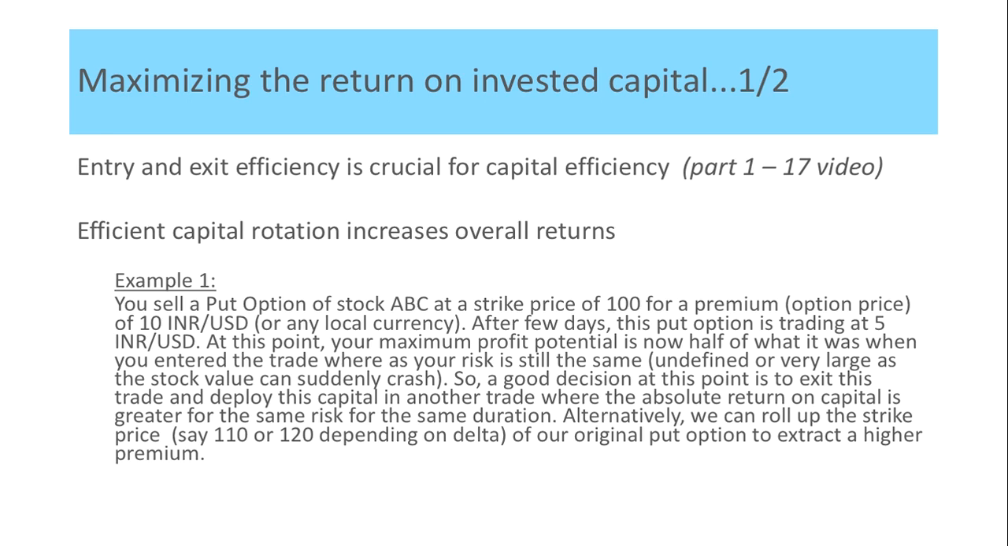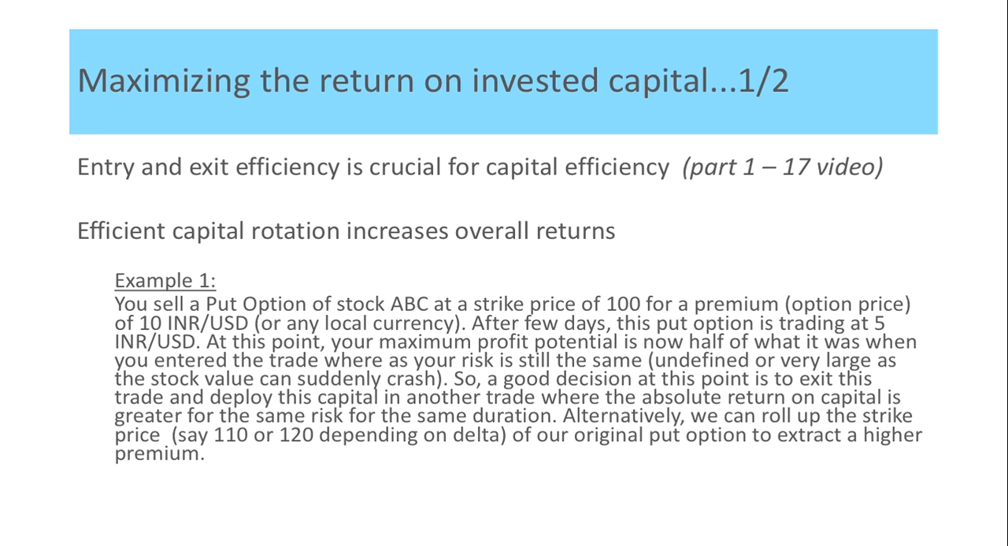Let's take an example here. Let's say you sell a put option of a stock ABC at a strike price of 100 and collect a premium of 10 bucks. After a few days, the premium declines and this put option is now trading at 5 bucks. Now, at this point of time, your maximum profit potential, which is outstanding, is half of what it was when you entered the trade, but your risk remains the same.